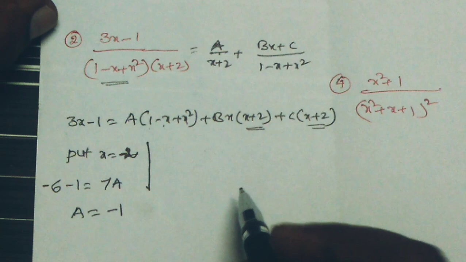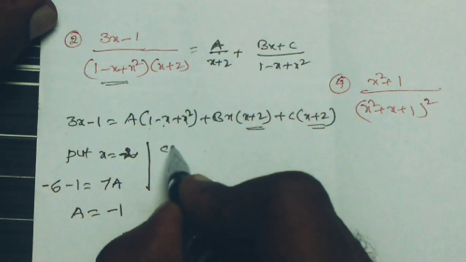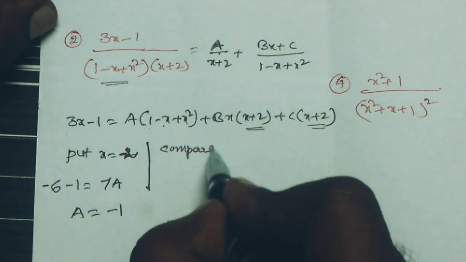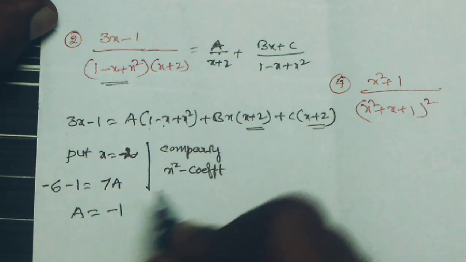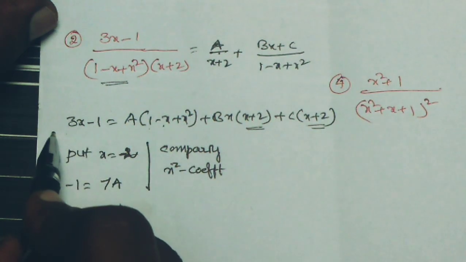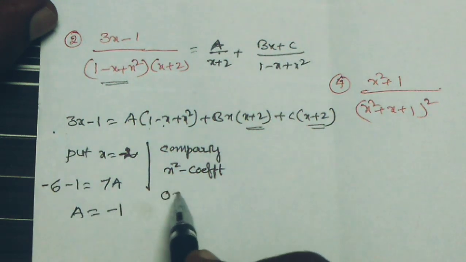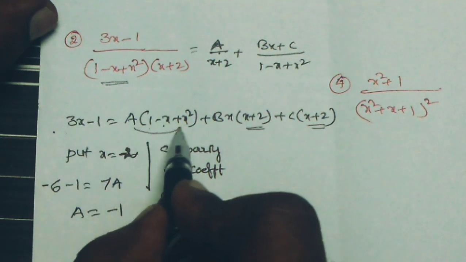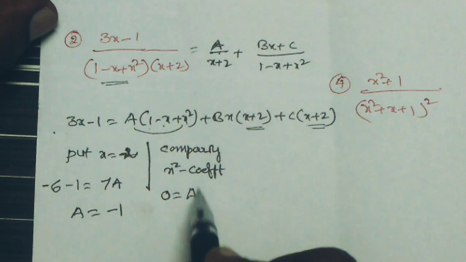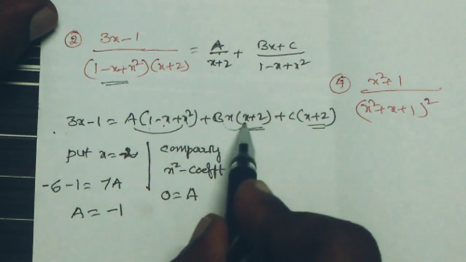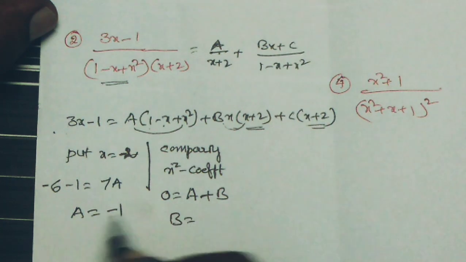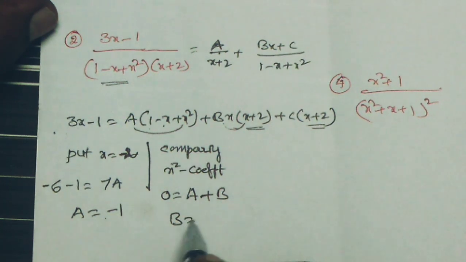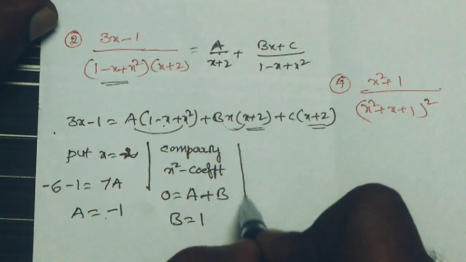Now what do you have to do? Right, comparing the x² coefficient. What will you get? In LHS there is no x², therefore its coefficient is 0. In RHS, the x² coefficient is a plus b. Therefore b = −a. Since a = −1, b = 1.